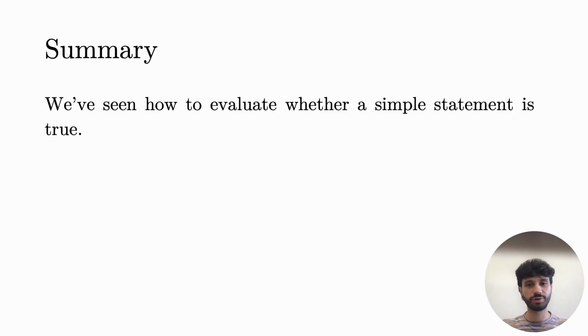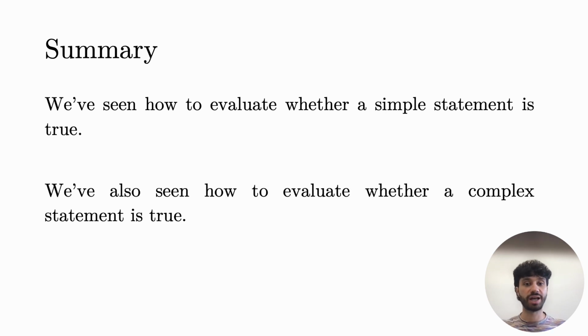Okay, so here's a summary of what we've done so far. In the course, we've seen how to evaluate whether a simple statement is true. And remember, it's very simple. We just see if the predicate is actually describing the object in the right way. And then we've also seen how to evaluate whether a complex statement is true. What you do is you take the simple statements, you combine them, and you look at the truth table. And now you have the tools to do this.